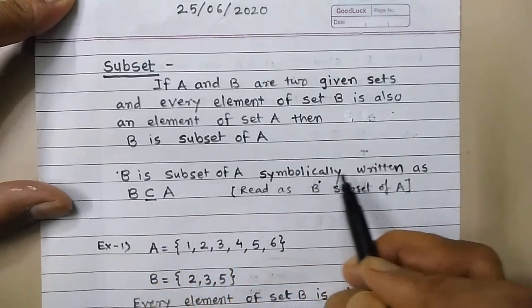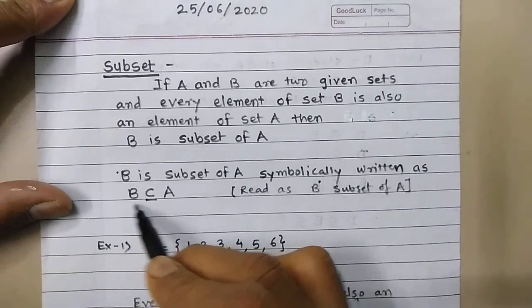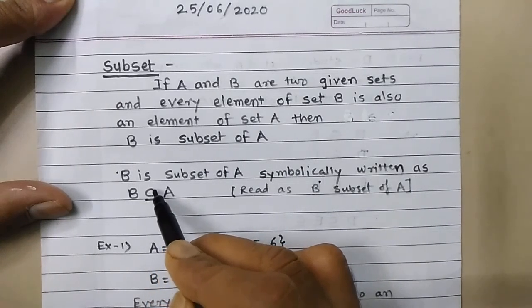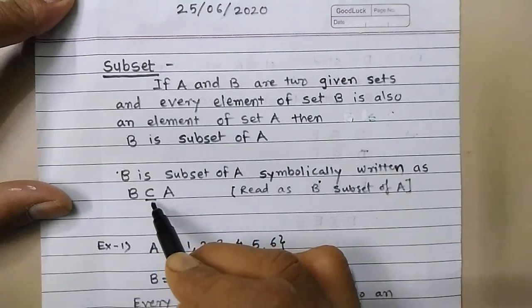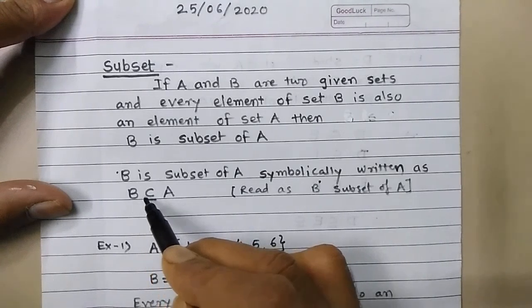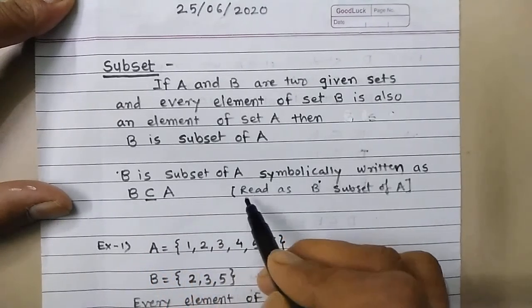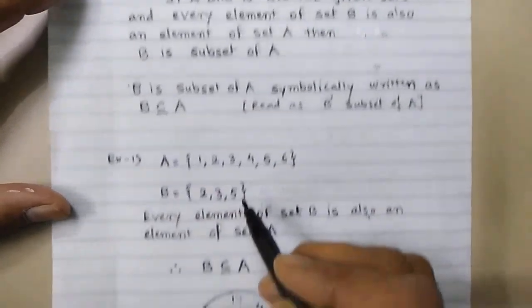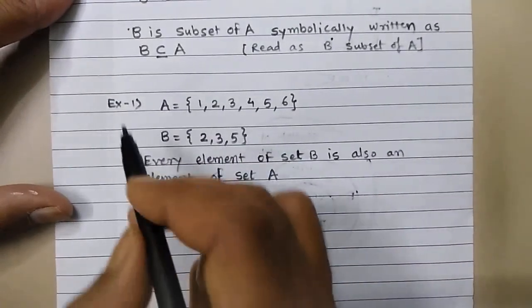This is symbolically written in this way, B is subset of A. It is the subset sign. Write C and underline it by a small segment. Meaning of this is B subset of A. We can read it as B subset of A. Now we learn this by an example.